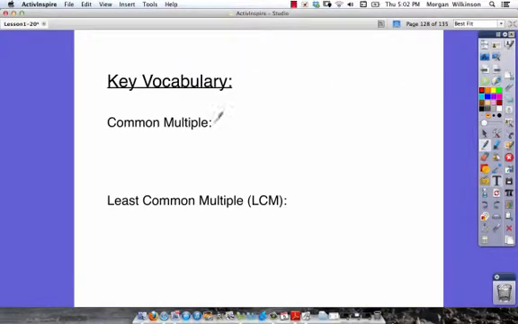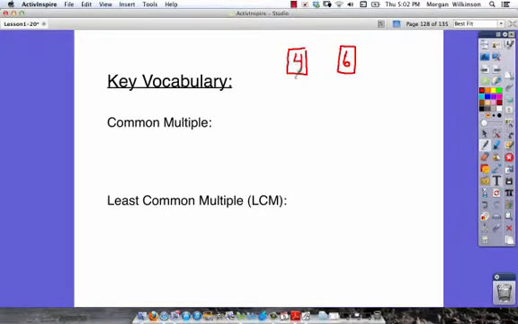Okay, we've got some key vocabulary. We've got something called a common multiple and a least common multiple, which will be abbreviated LCM. Let's look at two numbers. Let's say we have the numbers 4 and 6. If we want to find common multiples of 4 and 6, we need to skip count by those numbers. Let's box them so we remember which numbers we're working with.